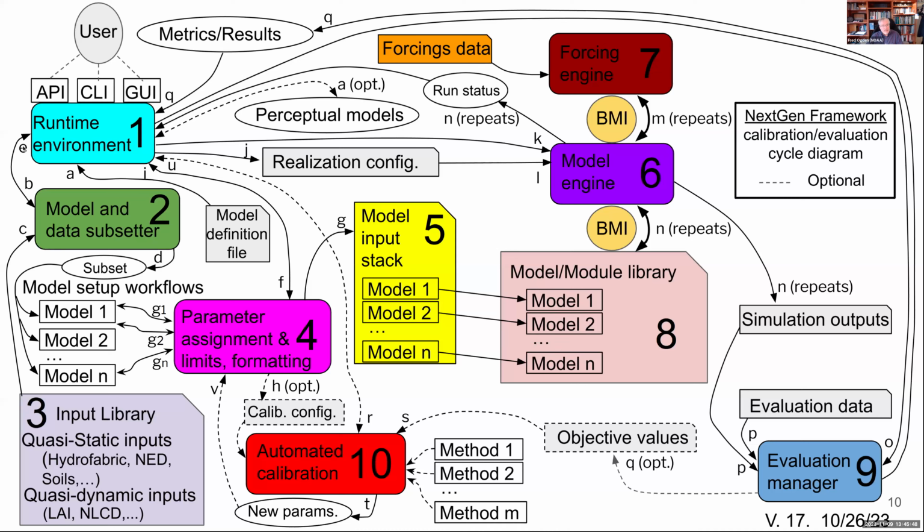All right, so the next thing, let's look for an F. Here it is. The runtime environment calls this parameter assignment limits and formatting code. It knows how to run all the model setup workflows for each model that the user wants to run. Now, the model setup workflows are not part of the framework. They come with the model.